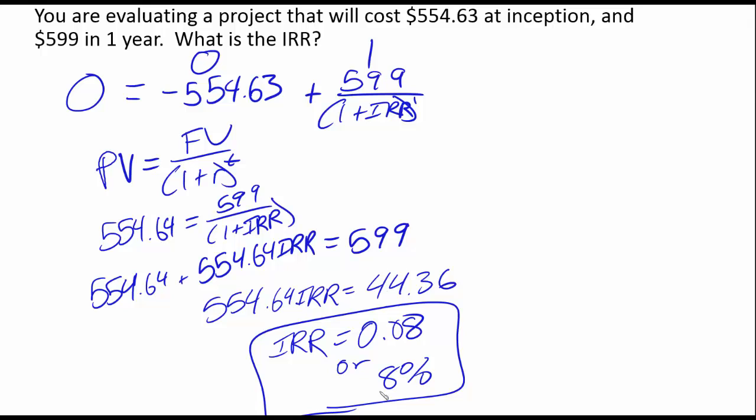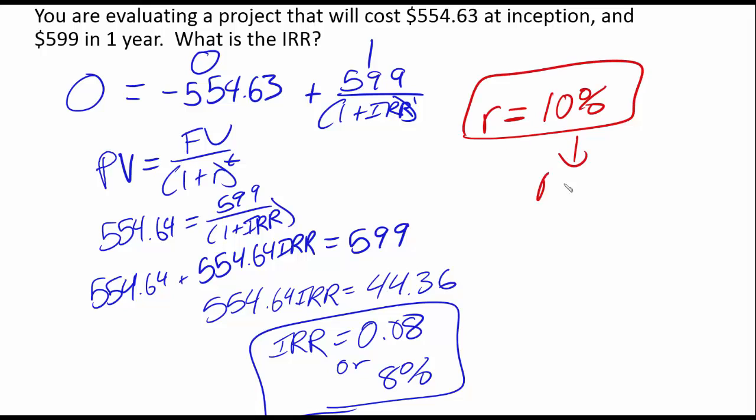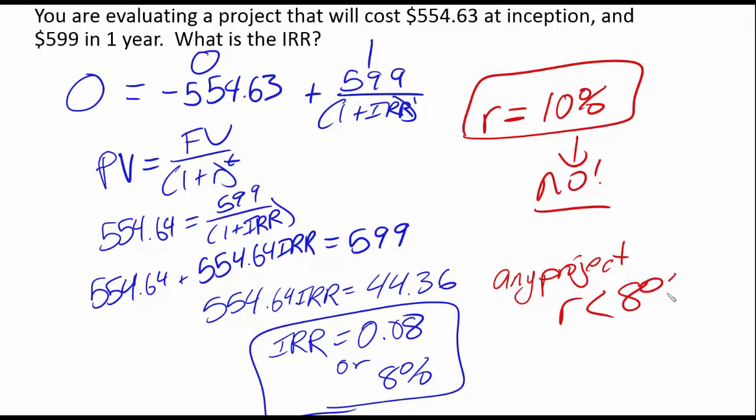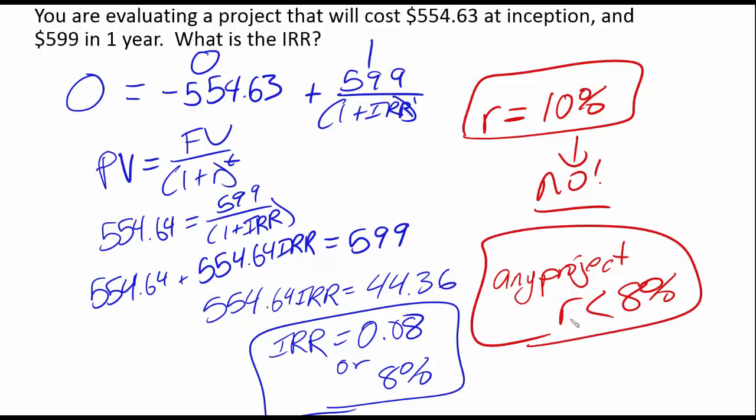So let's say we have a required return. My required return to do any project here is 10%. Do we do this project? No, we don't do this project because I'm only getting compensated 8% on my money. I need 10% in order to do anything. Okay, so we will do any project with a required return less than 8%. That is when we actually do a project.